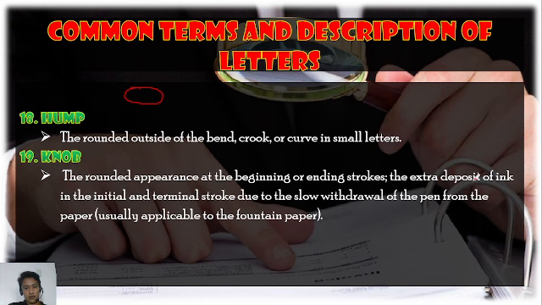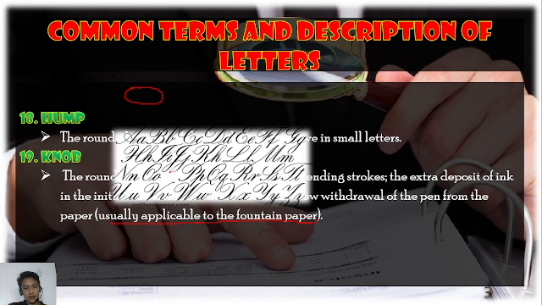Okay, the extra deposit of ink in the initial and terminal due to the slow withdrawal of the pen from the paper. Usually common po ito sa fountain pen or commonly found on a handwriting that was used is a fountain pen. So, meron po tayong halimbawa, okay, yung mga initial, this one, okay? Kung mapapansin niyo medyo makapal siya sa una, and then numipis. Parang, yan. Okay? So, we can refer to them as knob, okay?